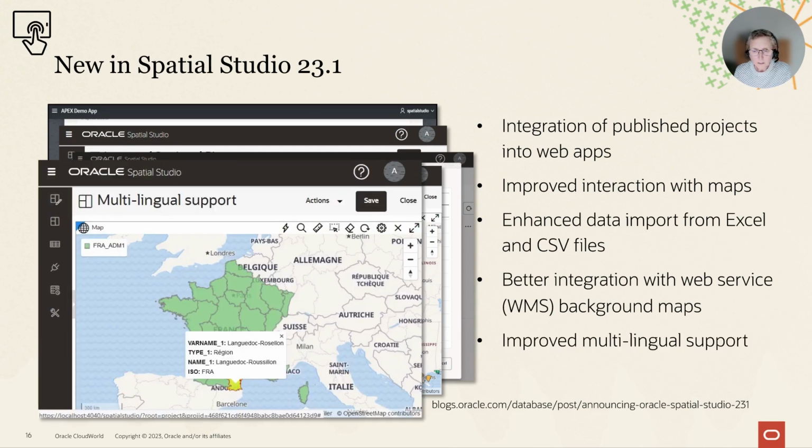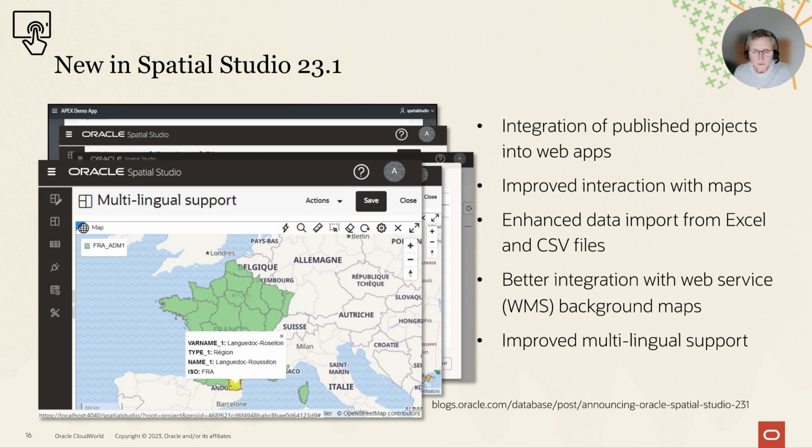We have also improved multilingual support in Spatial Studio 23.1. You can now select the language for labels in vector tile-based maps. But please note that this functionality depends on the translation data provided by the data provider, for example, OpenStreetMap. In my screenshot, you can see the language support for French as an example. The example used in our blog post refers to Japanese.